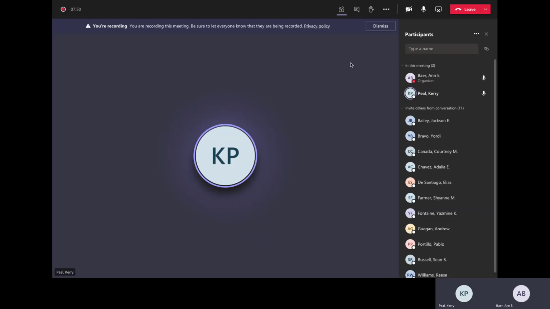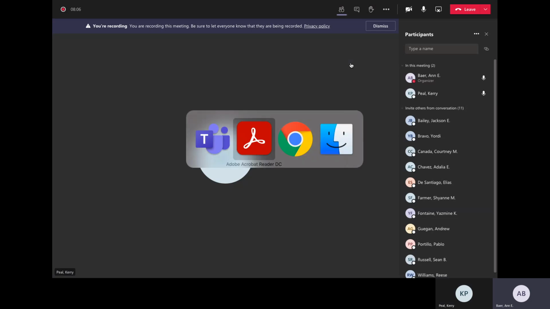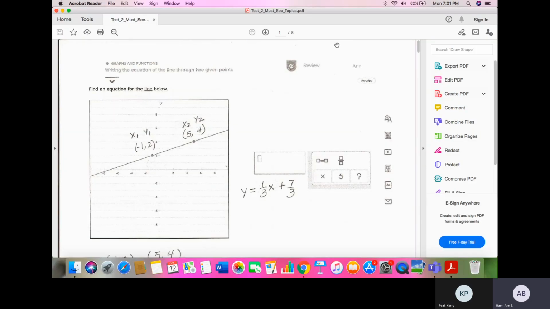Okay. I'm just going to go over the written work required topics in order. So your first 7 questions on the test will be the written work required topics. Okay. So let's take a look at this topic first: writing the equation of the line through 2 given points.